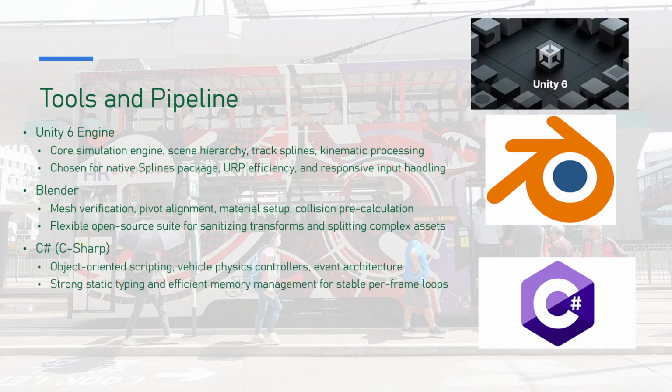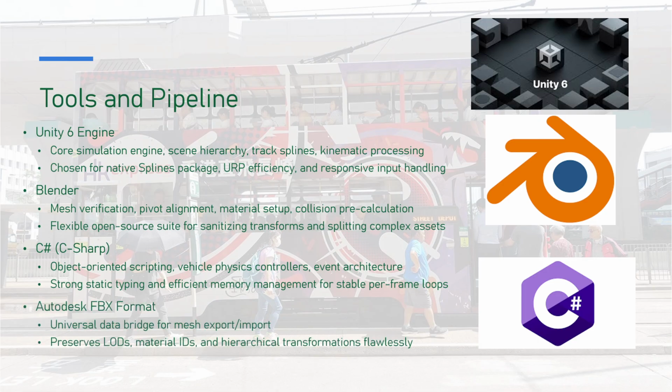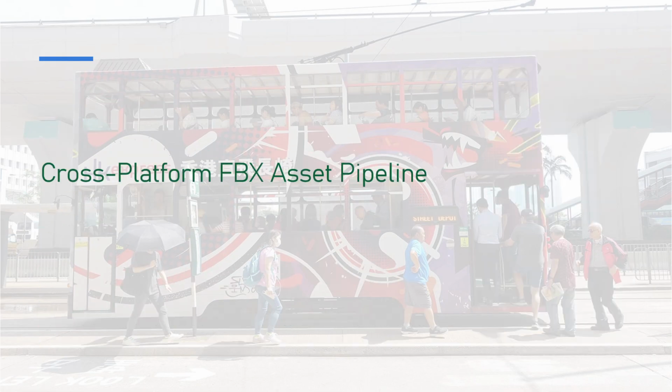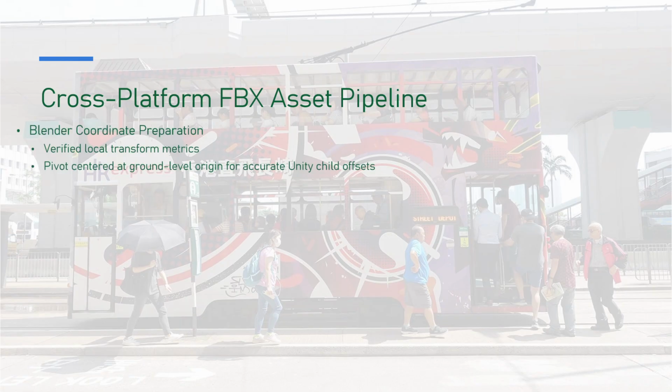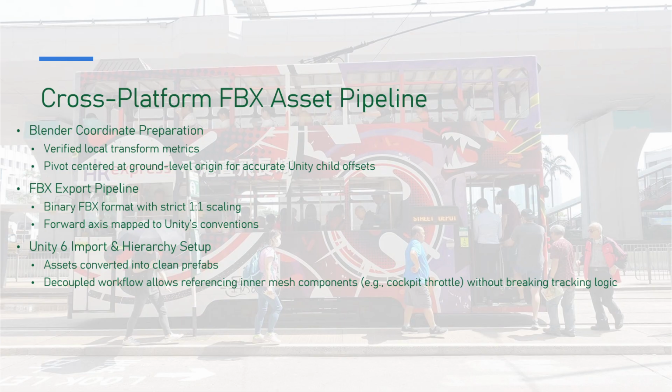I used the following tools. Unity 6 as the core engine, chosen for its excellent spline package and URP performance. Blender for mesh verification, pivot alignment, and asset preparation. C Sharp for all vehicle controllers and event architecture. And FBX as a universal bridge between Blender and Unity. I developed a clean cross-platform asset pipeline that ensures consistent scaling and hierarchy between Blender and Unity 6.